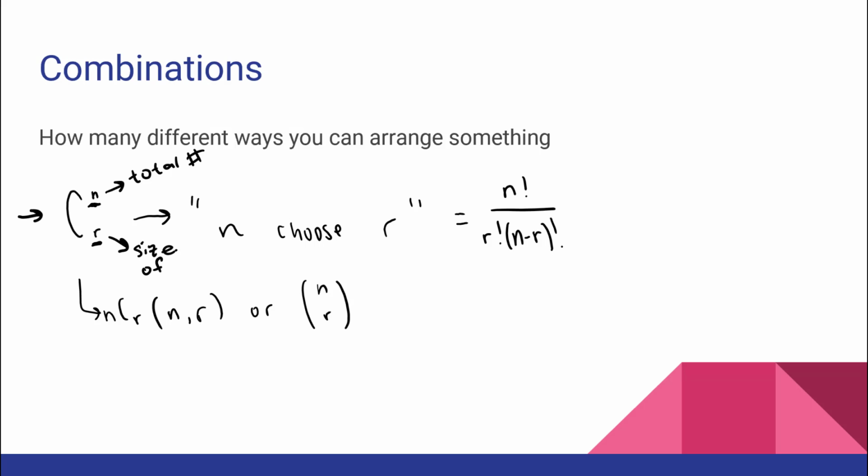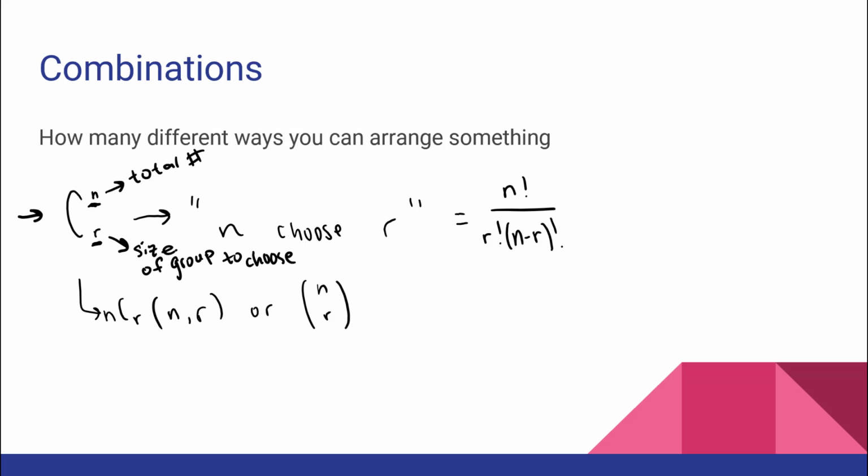So we wanted 4 students for the student council. So our R for that situation would be 4, and therefore N would be read as 20. We read our N first: 20 choose 4. That's written out here, N choose R.